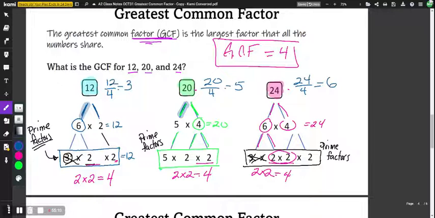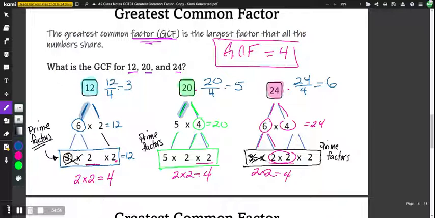Now, can I look back and say, can I divide by a bigger number evenly? Could I divide 12 by 5 without getting a decimal? No, 12 divided by 5 is a decimal. Could I divide 12 by 6? Yes. But can I divide 20 by 6? No, I can't, so it can't be 6.